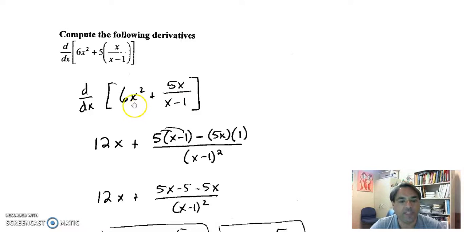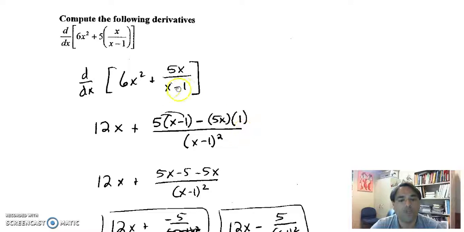So to take the derivative of 6x squared, that's 12x. I didn't need product or quotient rule. But to take the derivative of 5x over x minus 1, we need quotient rule. So derivative of the numerator is 5 times the original denominator, x minus 1, subtraction, original numerator 5x, times the derivative of x minus 1, which is 1 (derivative of x is 1, derivative of 1 is 0), all over the denominator x minus 1 squared.